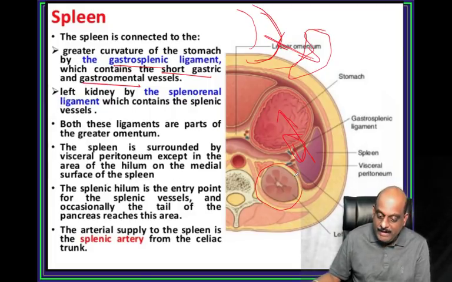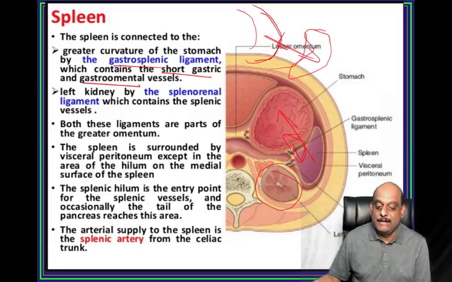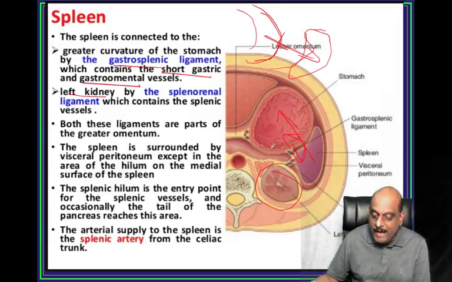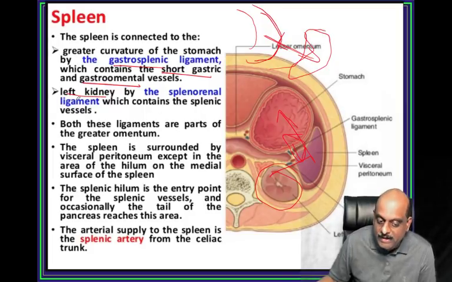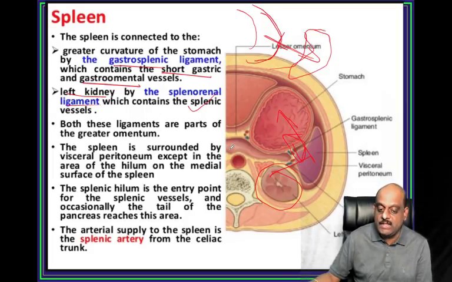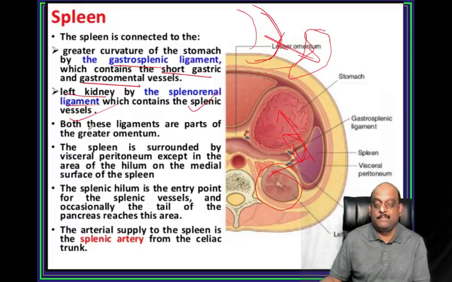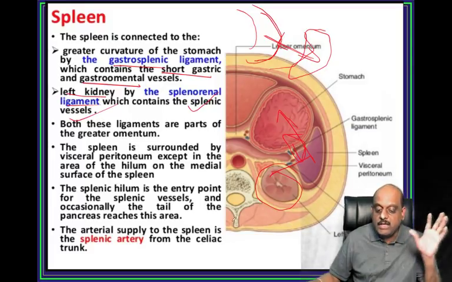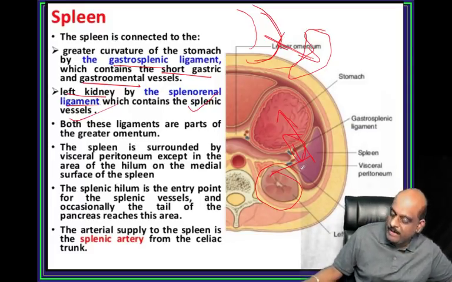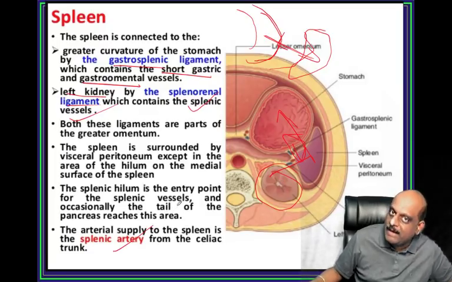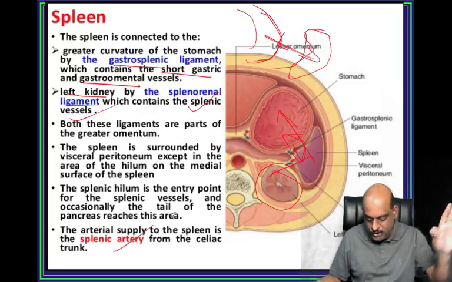Then the kidney, doctor. The left kidney and the spleen are connected by the splenorenal ligament, which contains the splenic vessels. So the arterial supply of the spleen is from the splenic artery. The splenic artery is a branch of the celiac artery. You are not going to forget.